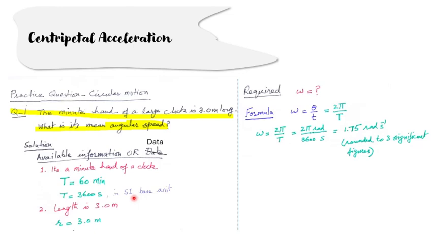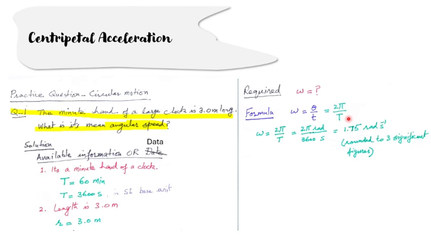You must remember that the units to be used in the solution of any numerical are to be standard units that are there in the physics syllabus. Number two is the length of the hand, and that is 3 meters, or radius is 3 meters. The requirement is that we have to find out the angular speed, and the symbol for angular speed is omega, and the formula is omega is equal to theta over t, which is also equal to 2 pi over T.